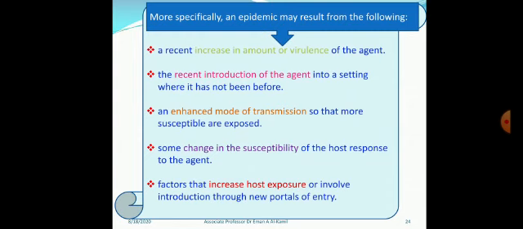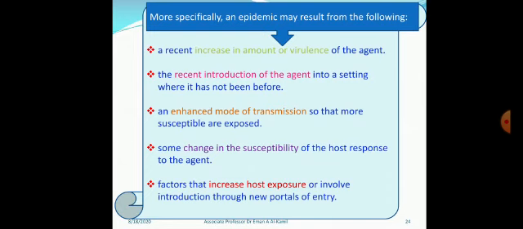More specifically, an epidemic may result from the following. What are the causes of the occurrence of an epidemic? An epidemic occurs when there is a recent increase in the amount of the agent or an increase in the virulence of the agent. Any recent introduction of an agent into a susceptible population will lead to an epidemic. Also, if there is an enhanced mode of transmission because of certain environmental factors or certain behavior, this will increase transmission among susceptible individuals and lead to an epidemic. Or if there are changes in the susceptibility of the host or the response to the agent.